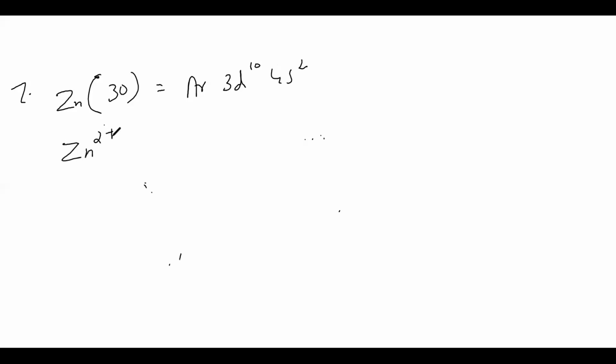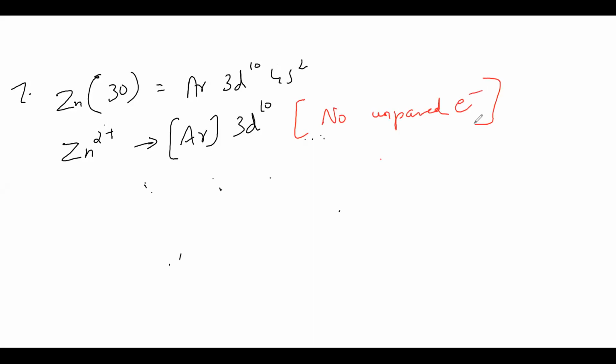For the seventh question, zinc. It should be good in the periodic table. Argon. I'm just saying argon because I'm lazy enough to write everything. 3d10 4s2. Zn2+. Zn2+ means I am giving 2 electrons. If I'm giving 2 electrons, what will happen? Argon 3d10. No unpaired electrons. D electron is full.